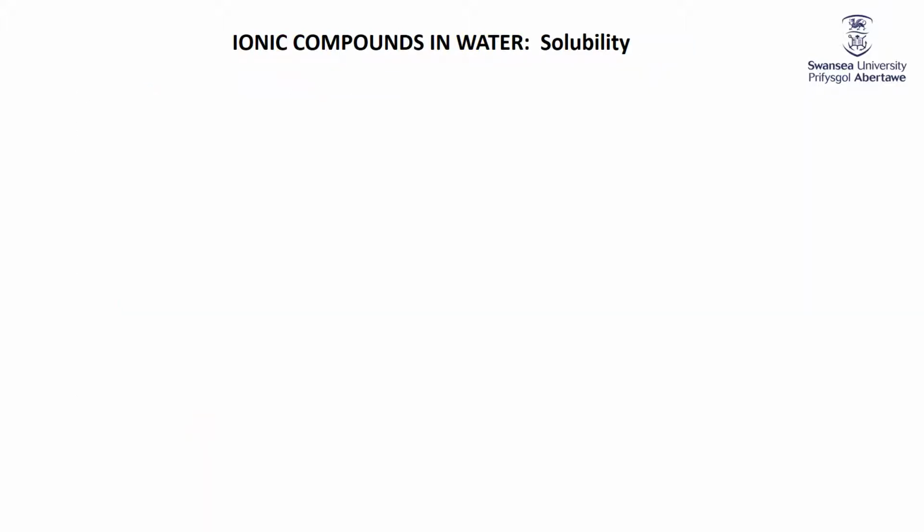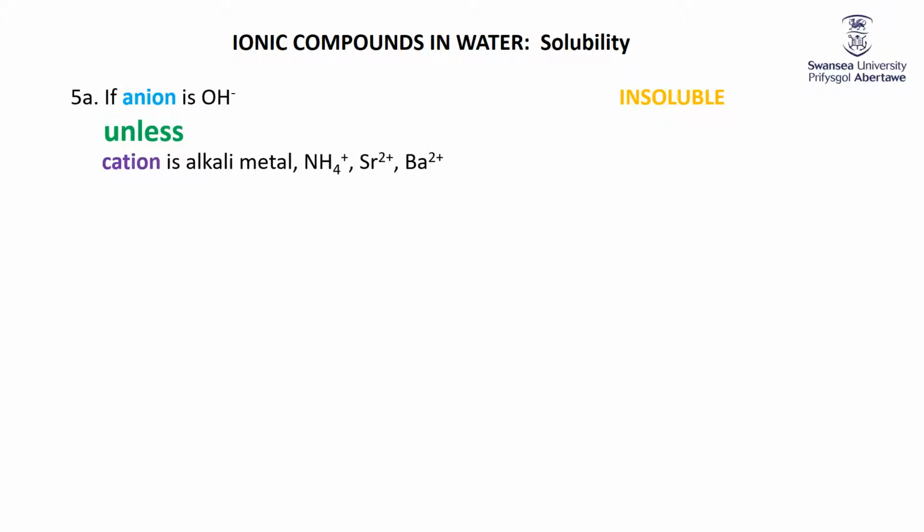Moving on to the last slide, the second slide, it's the other way around. If the anion is OH minus, hydroxide, it's insoluble. The general rule is hydroxides are insoluble unless the cation is alkali metal, ammonium, strontium, or barium. Now notice we've already said if the cation is an alkali metal or ammonium, it's soluble. So therefore that is obviously going to be an exception to if the anion is something, it is insoluble. So this part is a repeat of rule number 1.